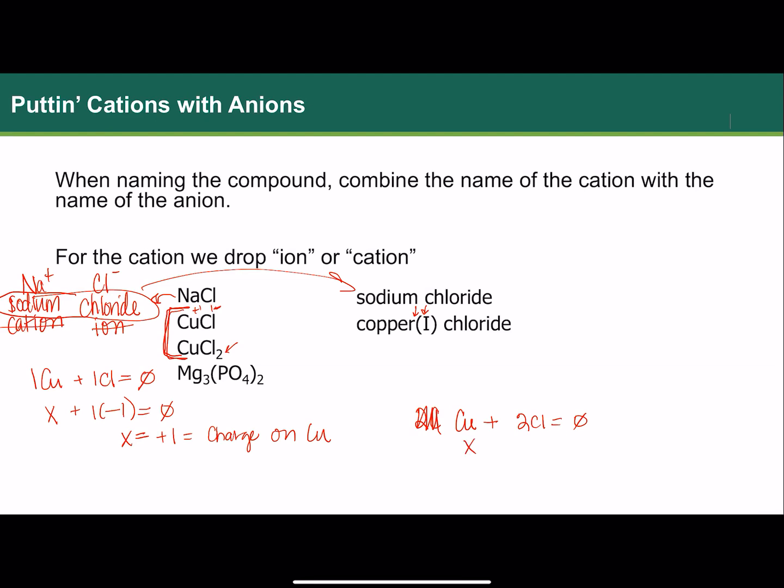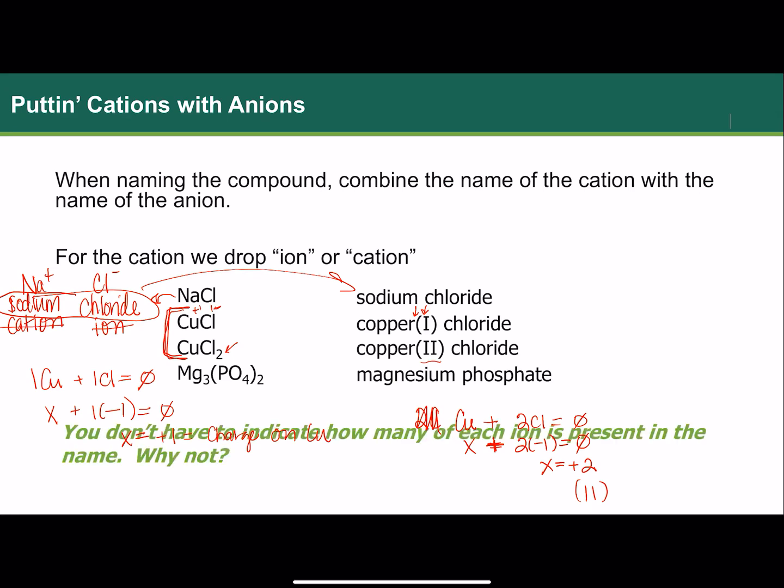I still don't know copper. Whoops, that's a plus sign. I have 2 things with a -1 charge. Overall it has to be neutral. X ends up being +2. Again, that's the charge on the copper. I must need a Roman numeral 2. I have a Roman numeral 2. Last one there, I have magnesium, and I have a polyatomic ion, which is phosphate. So I have the magnesium cation, phosphate anion, put them together, you get magnesium phosphate.